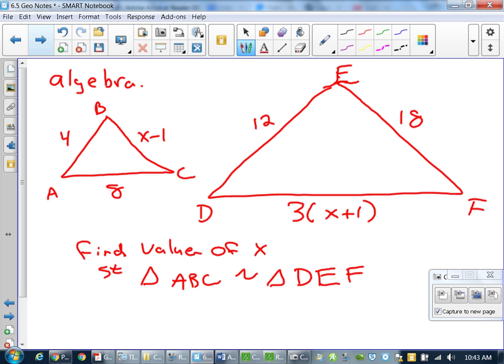Again, it's telling you what it wants. It's telling you it wants that to happen. So from there, now fill in the blanks. 4, 12.